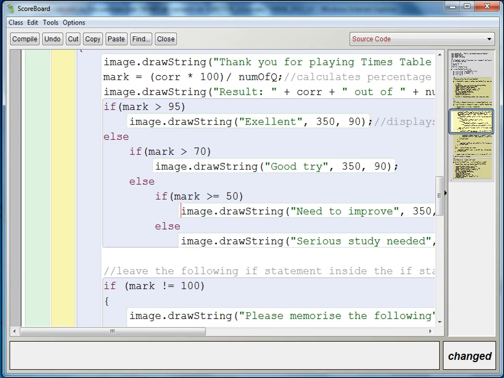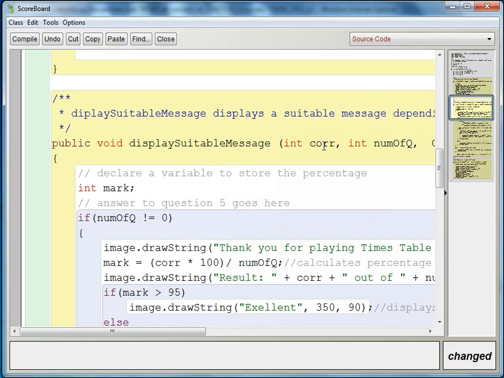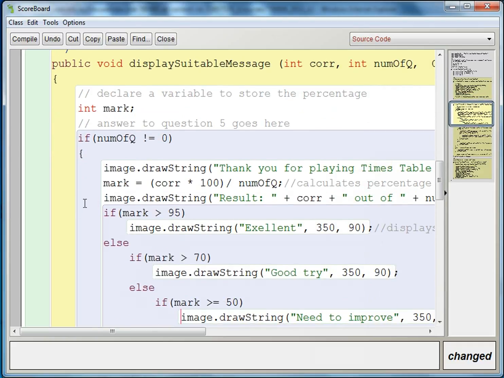Let's look at the code. The method received the number of correct questions, the number that the user got correct, and the number of questions he attempted. Before we calculated the percentage, there's another if statement. We can see the use of an if statement here as well. In this case, we have the not equal to 0. If the user attempted at least one question, that means the number of questions is not equal to 0, that's the only time we should go and calculate the percentage.